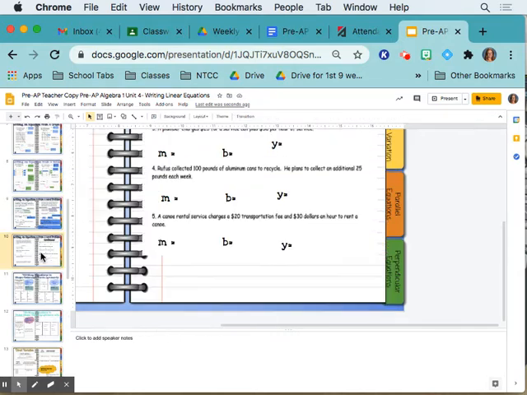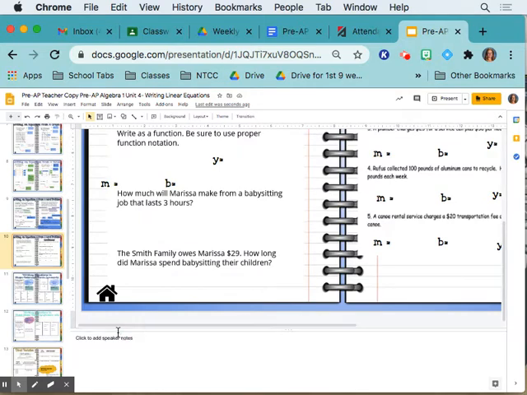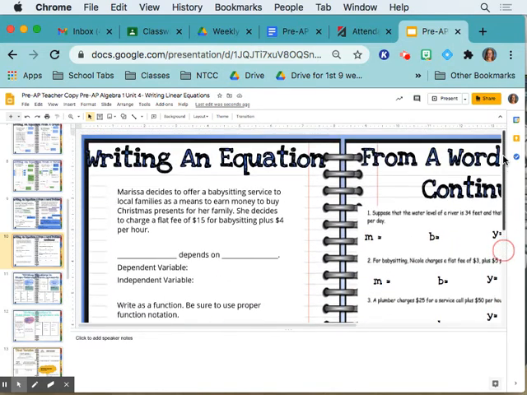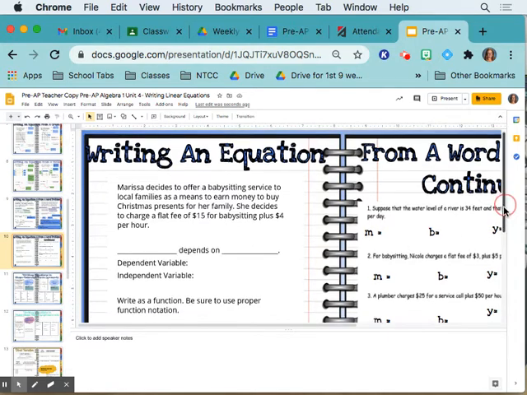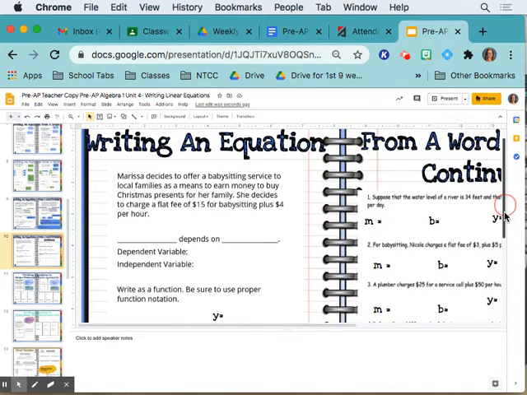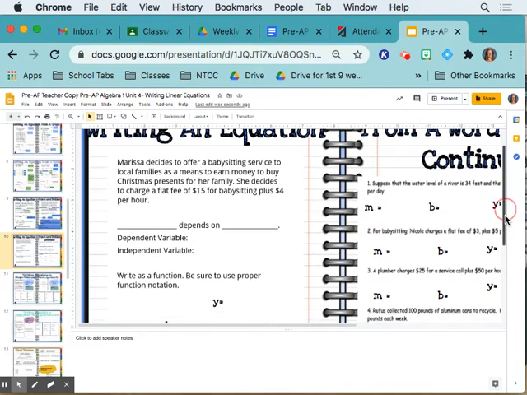Okay, let's look at slide 10. Marissa decides to offer a babysitting service to local families as a means to earn money to buy Christmas presents for her family. She decides to charge a flat fee of $15 for babysitting plus $4 per hour. Pretty cheap.